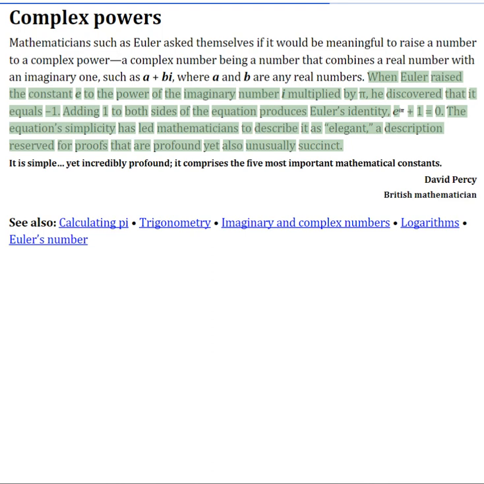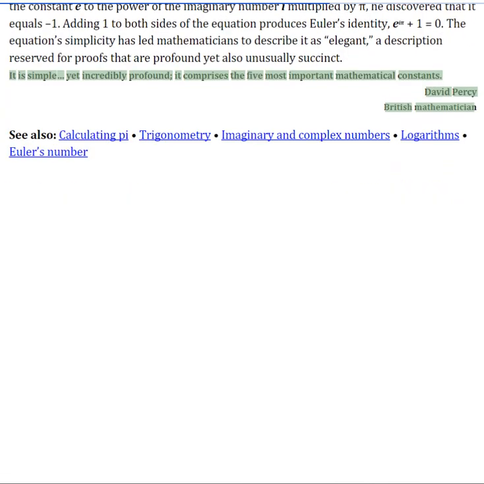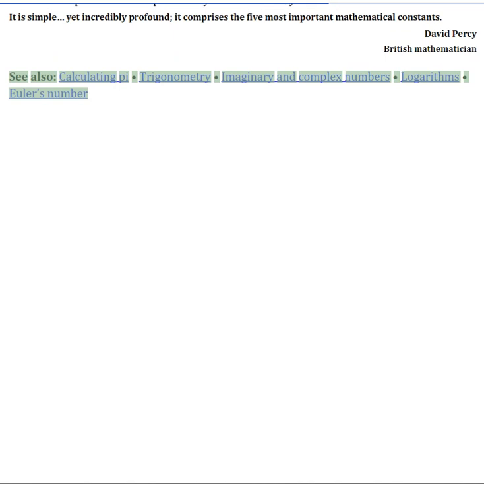The equation's simplicity has led mathematicians to describe it as elegant, a description reserved for proofs that are profound yet also unusually succinct. "It is simple, yet incredibly profound. It comprises the 5 most important mathematical constants." David Percy, British mathematician. See also, calculating pi, trigonometry, imaginary and complex numbers, logarithms, Euler's number.